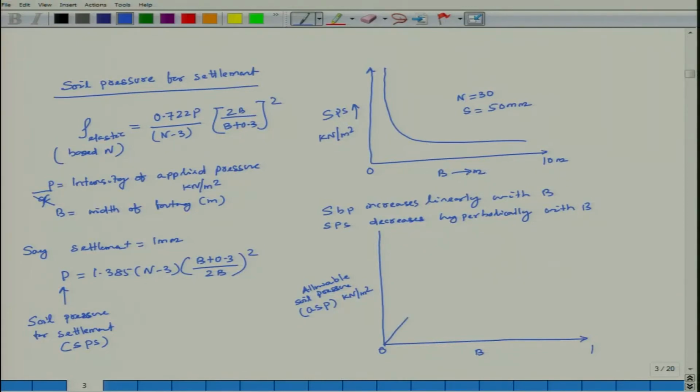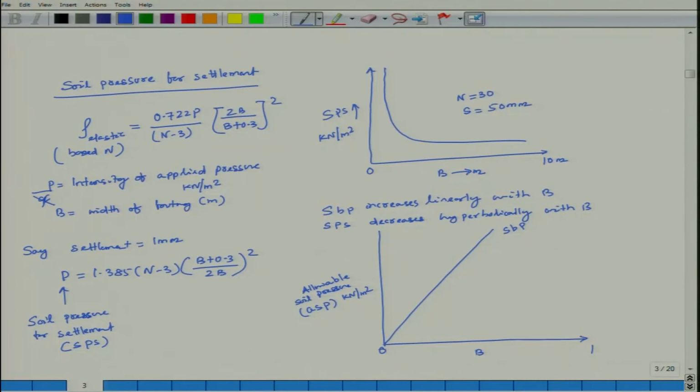Let us say one case I am putting it in this way. This is your say SBP. Of course, SBP increases linearly for a particular value of B. Beyond that, there is no further change in bearing capacity even if you increase the width of the footing. And let me take it in this way. Case 1, case 2. So, in this case what has been taken?